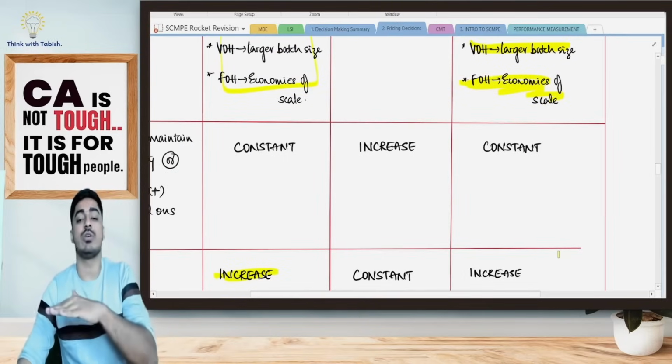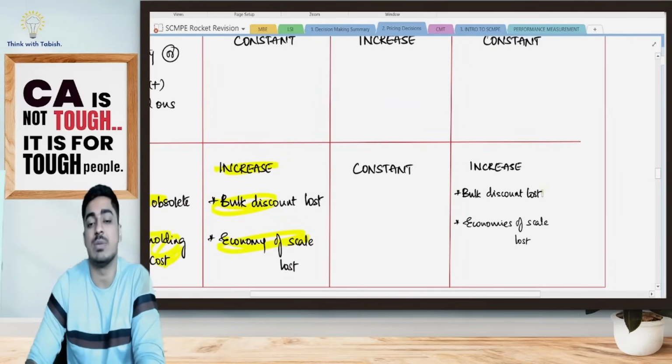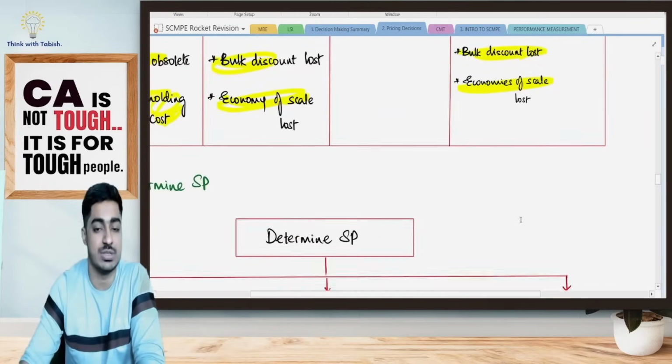During maturity, it will be constant. During decline, it will increase because my bulk discount and economy of scale will be lost. Is it clear?